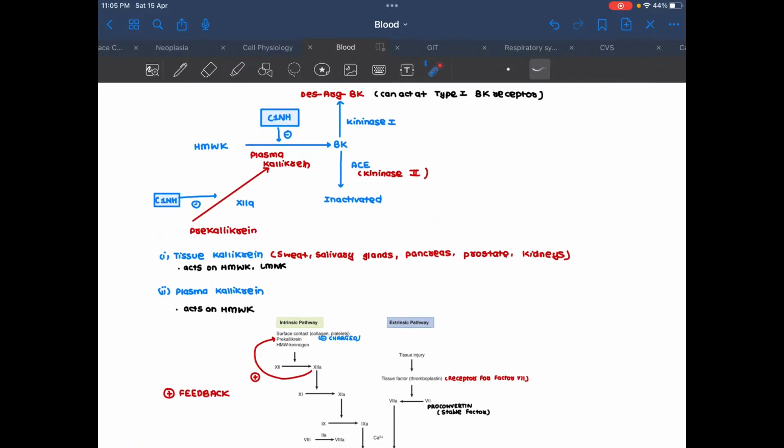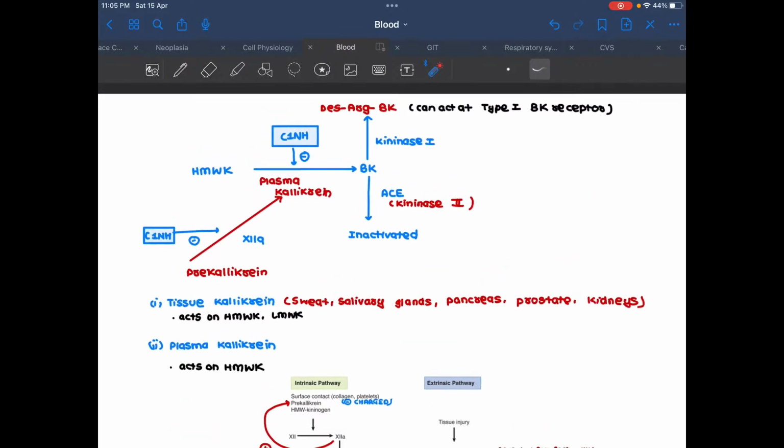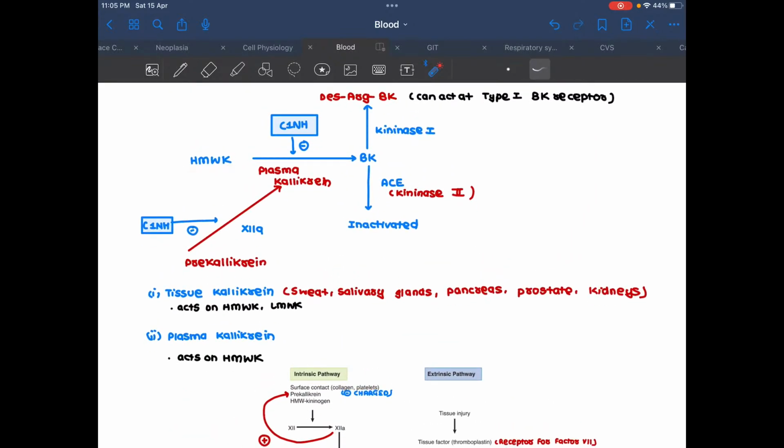Before we discuss the hemostatic plug and the intrinsic system, it wouldn't hurt us to know something about kallikreins and bradykinin. So let me just tell you something. High molecular weight kininogens are substances which are converted into bradykinin. Okay, via what? They're converted by plasma kallikrein.